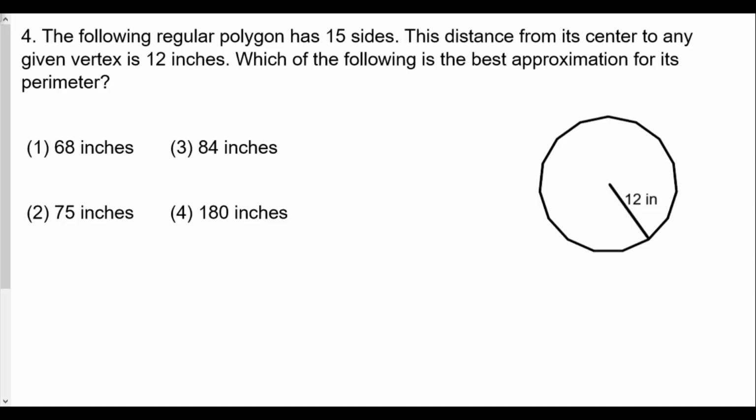Welcome back. We are now working on lesson 29, Circumference of a Circle, Homework Review, Part 2. We're picking up question number 4.